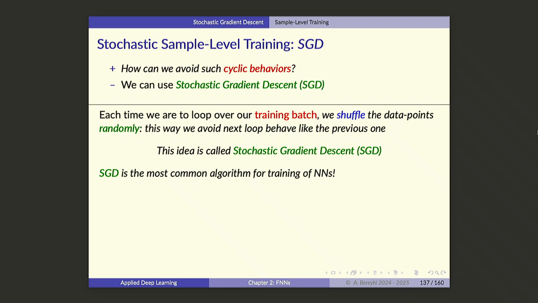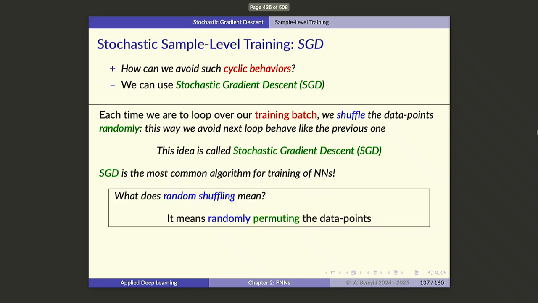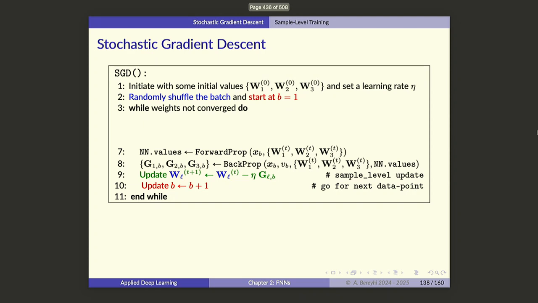SGD is the most common algorithm people use nowadays as the basic thing, and any other algorithm that we have is basically working based on SGD. So this is the whole idea of SGD, and I think random shuffling is quite obvious to you. What do I mean by random shuffling? It means you just randomly exchange the places of the data samples, right? And then this is SGD. So you basically do exactly as before.